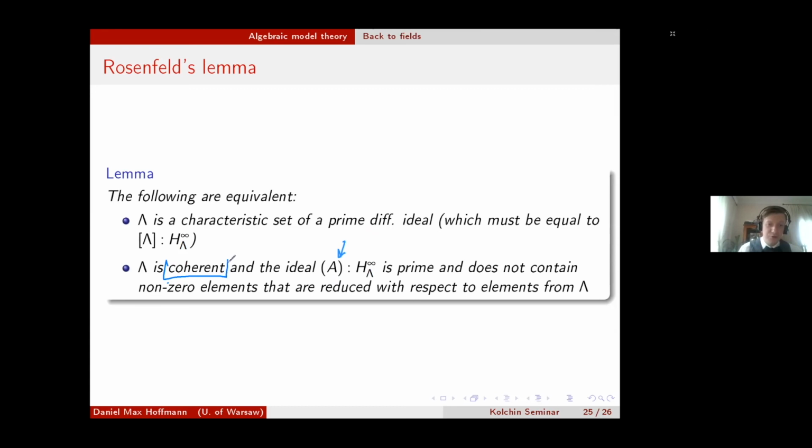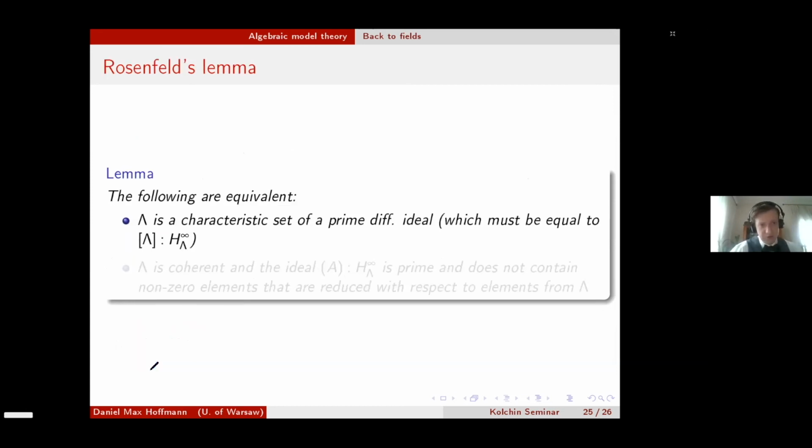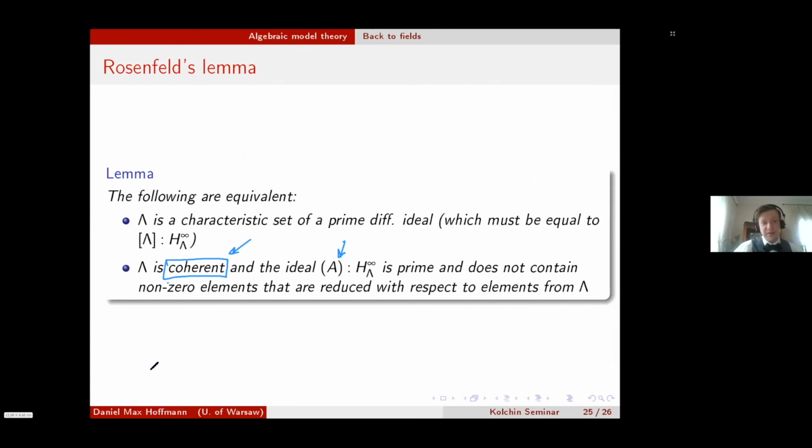Okay, I will not tell you what coherent is, but it can also be written down as a first order statement. So the whole story is that you cannot work with just generators of your ideal. You replace it with auto-reduced sets. And then you know that your ideal P can be generated in the differential way from lambda. And then you use Rosenfeld's lemma to replace this differential ideal with an algebraic ideal. So there are no more derivations here.